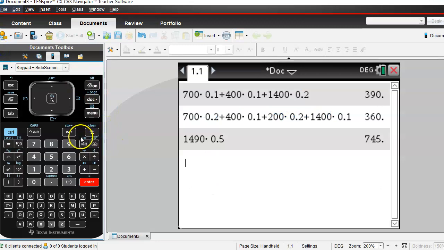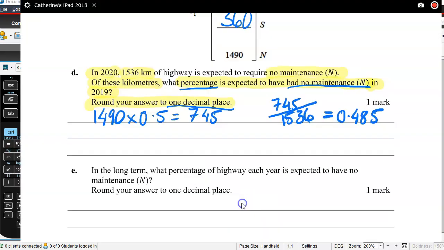So 745 divided by 1,536, and approximately equal, because I want a decimal. So 0.485, and I want it as a percentage. So that is 48.5%.